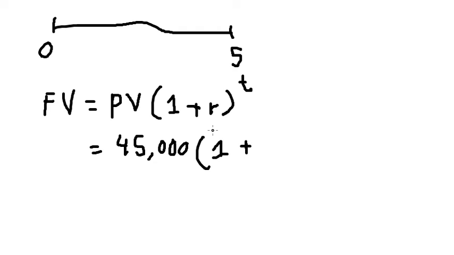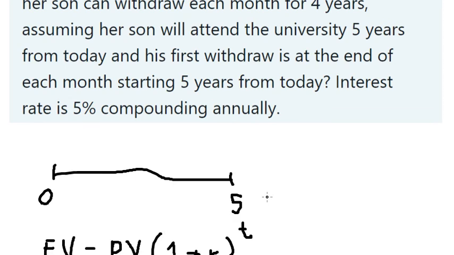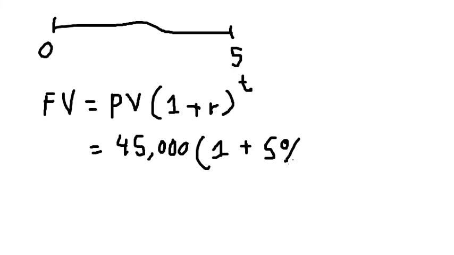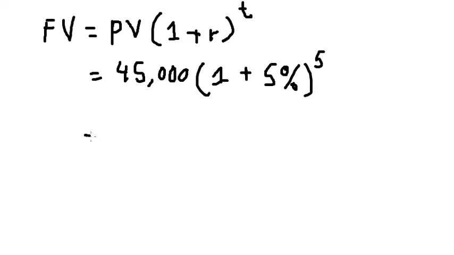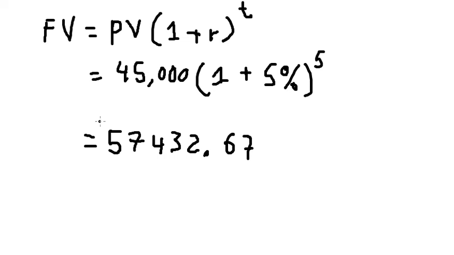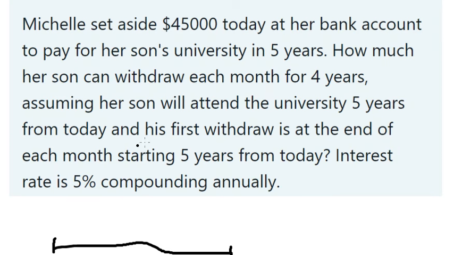The interest rate, we know that this is about 5%. And we have 5 years in here. So we calculate this one, and we have 57,432.67 US dollars. So after 5 years, her son can withdraw each month for 4 years.